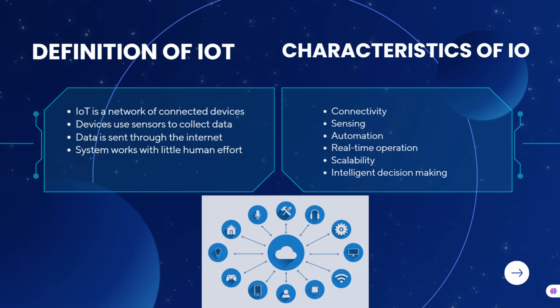Now, let us look at the main characteristics. Connectivity allows devices to stay connected and communicate. Sensing allows devices to observe the environment and collect data. Automation allows the system to work without manual control. Real-time operation means decisions are taken immediately. Scalability means the system can grow to support many devices. Intelligent decision making means data is used to take smart actions.